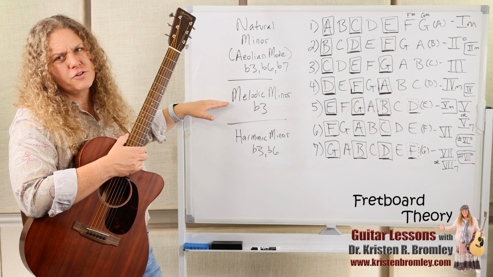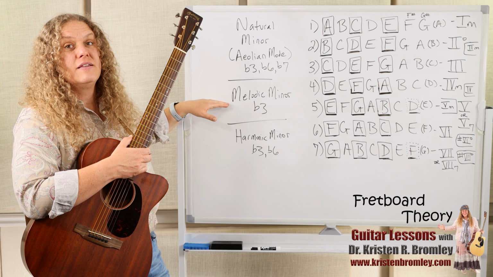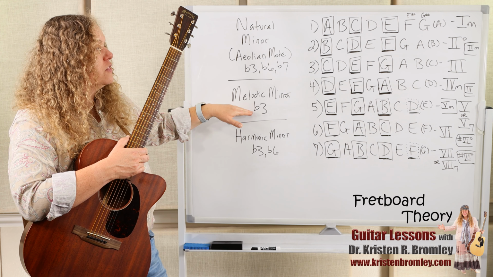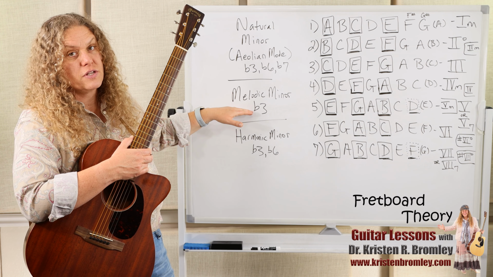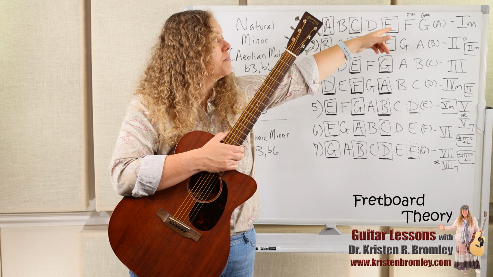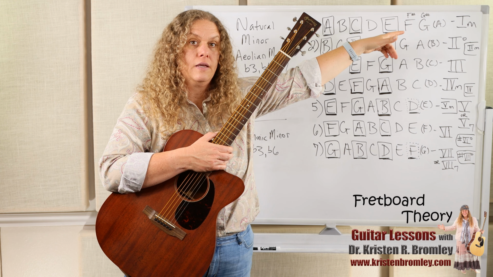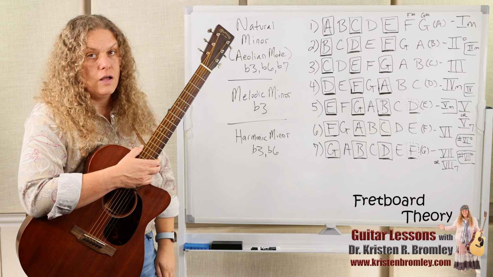So the melodic minor scale is a different scale. It's only got a flatted third by comparison to the major scale. So it would have an F sharp and a G sharp alternatively to what is written up here on the board.